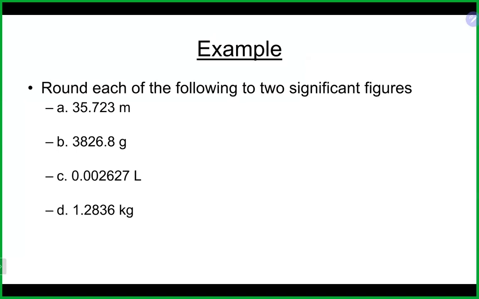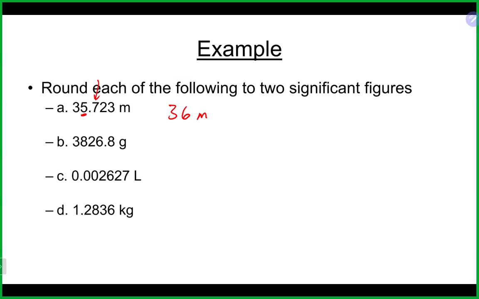All right, we want to round these to 2 significant figures. So let's take a looky here. 2 significant figures is going to take us to the 5. We're going to look at the 7, which means we are going to round up in this case, and we will end up at 36 meters in this particular case.